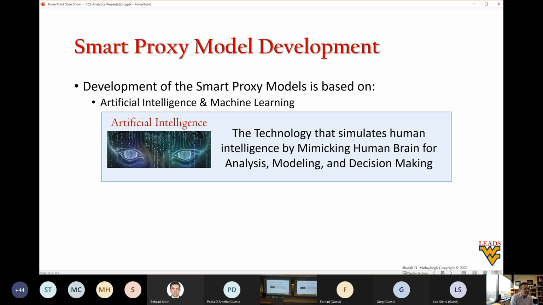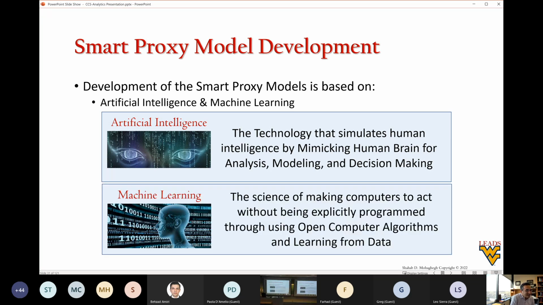So artificial intelligence is the technology that simulates human intelligence. That's why it's called artificial intelligence. It comes from human intelligence. Human intelligence is natural. This one is artificial. So it simulates it. That's exactly what you do with simulation of reservoir, right? So the technology that simulates human intelligence. How? By mimicking the human brain. We mimic the human brain in order to analyze, to model, and to do decision making. This is what we do with our brain, and that's what AI is.